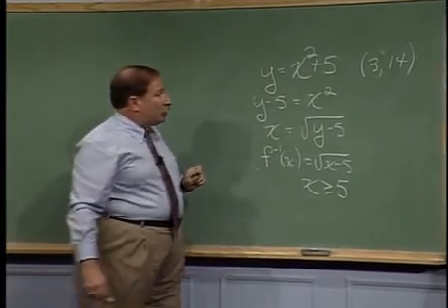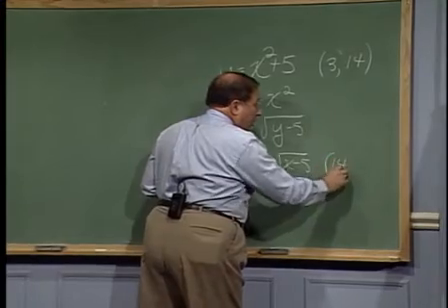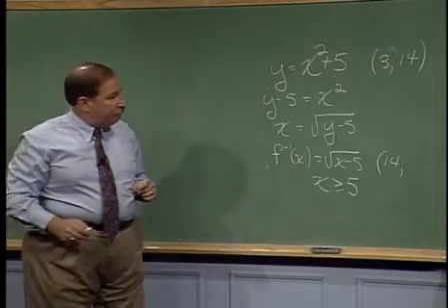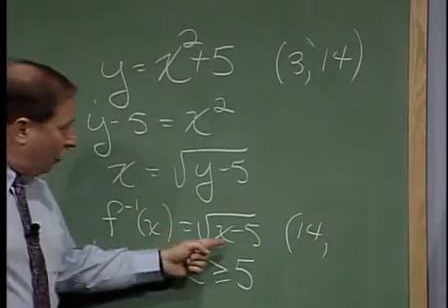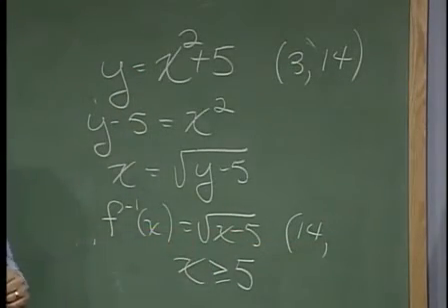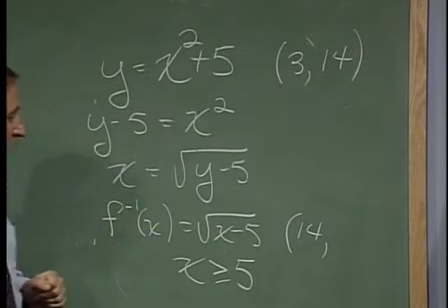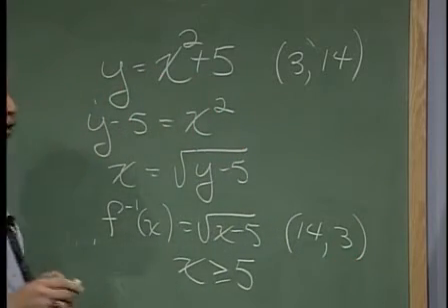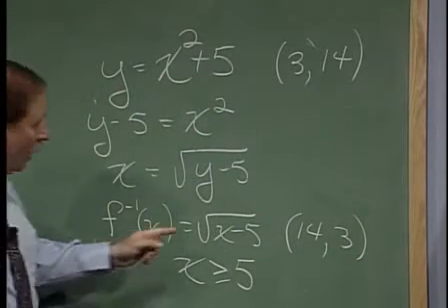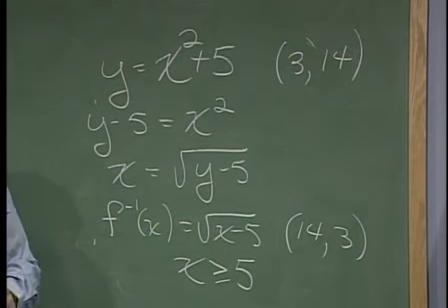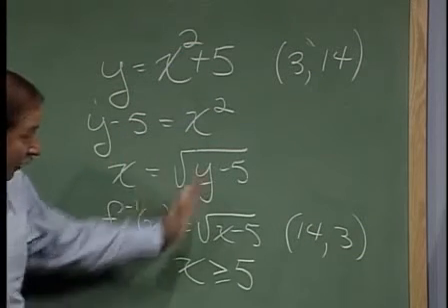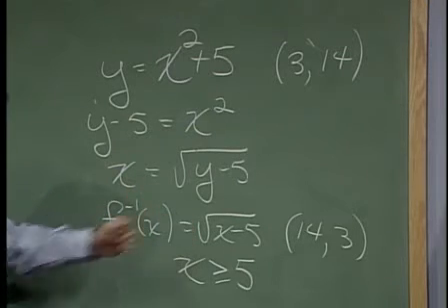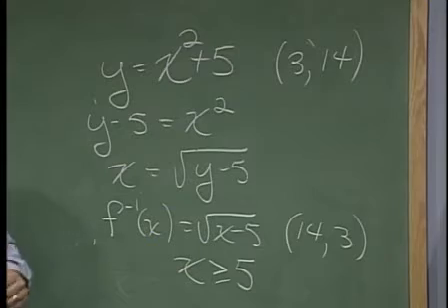Let's check. Let's put 14 in here. Why 14? Because that was the answer in our original ordered pair. Put 14 in. 14 minus 5 is 9. The square root of 9 is 3. Now, some of you may be saying, wait a second, the square root of 9 could also be negative 3. Well, I want this to be only the positive square root. If you want, we could put absolute value symbol around it, if that makes you feel good. But I just like to say, when I take a square root like this, it's always going to be the positive square root or possibly 0.